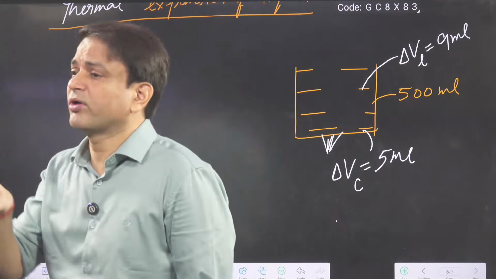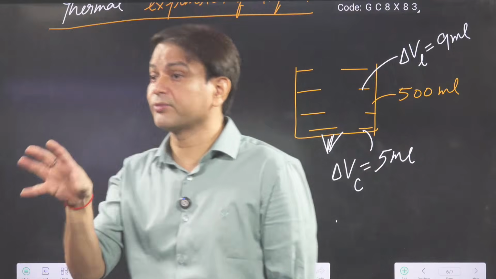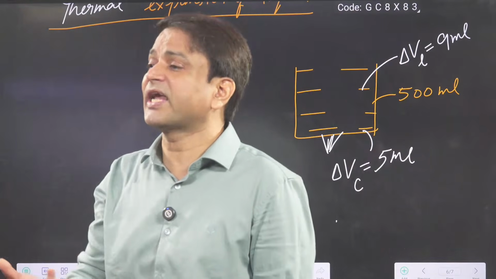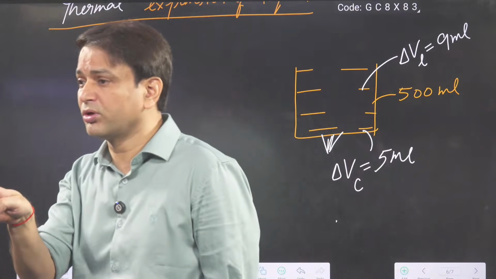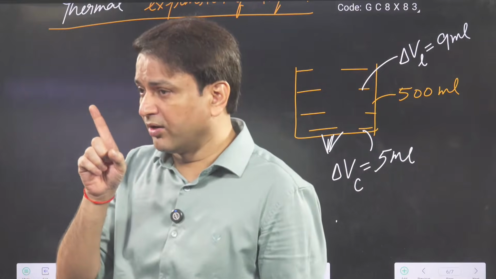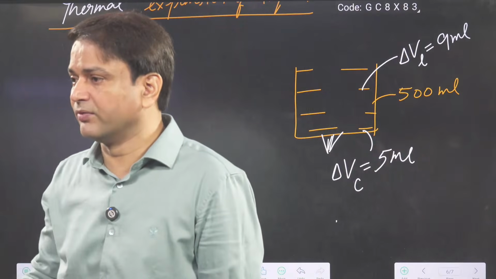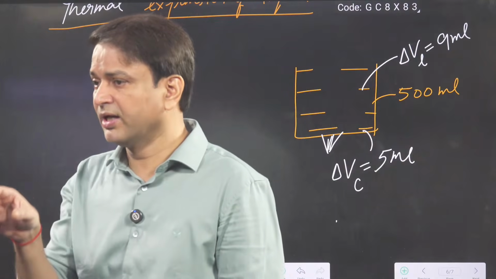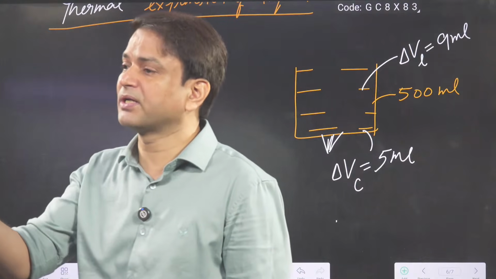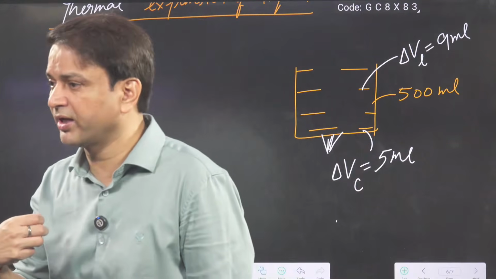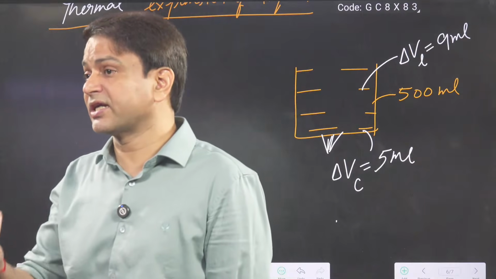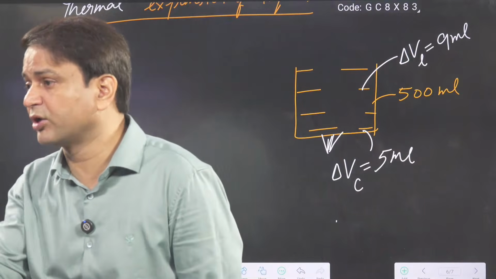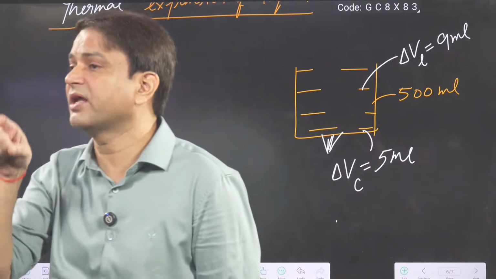But did the liquid actually expand by 4 ml? No, the liquid expanded by 9 ml. But we can see only 4 ml. So the expansion we observe is called the apparent expansion. Apparent expansion means the expansion we observe. And what is real expansion? Real expansion means the actual expansion of the liquid, which according to this data is 9 ml.